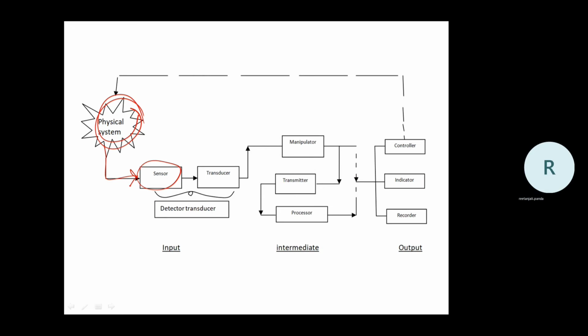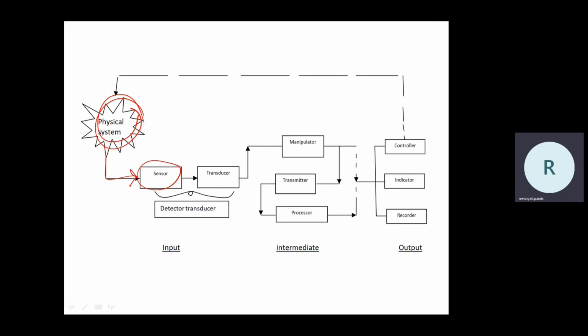So the sensor here is going to sense the stimuli or the physical quantity, then release the data to the transducer. It will be giving the data to the transducer. What will the transducer do? The transducer will convert the signal from one physical form into another without changing the information.